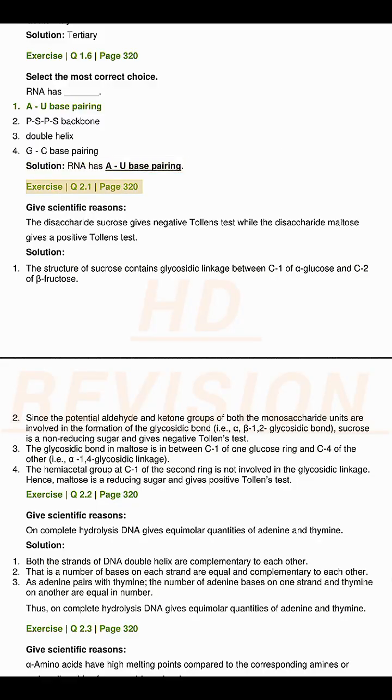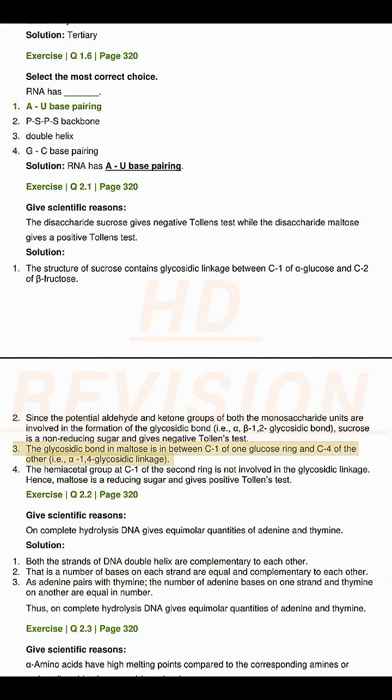Exercise Q2.1, page 320. Give scientific reasons. The disaccharide sucrose gives negative Tollens test while the disaccharide maltose gives a positive Tollens test. Solution: 1. The structure of sucrose contains glycosidic linkage between C1 of alpha glucose and C2 of beta fructose. 2. Since the potential aldehyde and ketone groups of both the monosaccharide units are involved in the formation of the glycosidic bond, i.e., alpha, beta-1,2-glycosidic bond, sucrose is a non-reducing sugar and gives negative Tollens test.